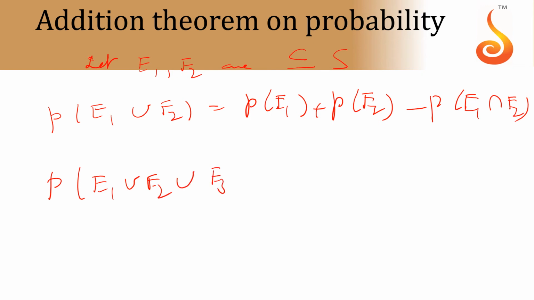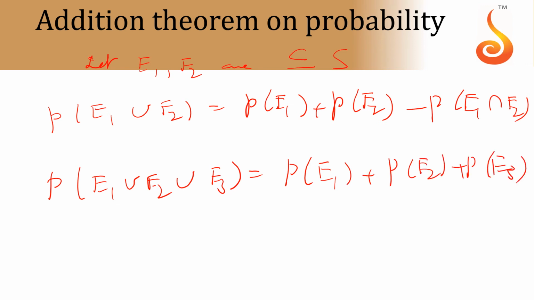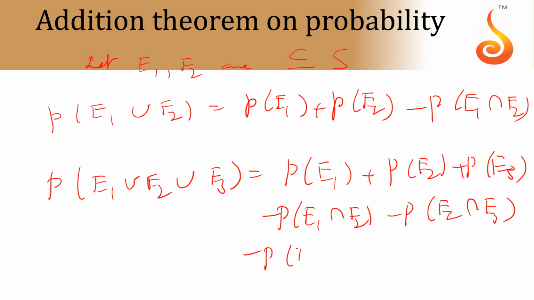P of E1 union E2 union E3 equals P of E1 plus P of E2 plus P of E3, minus the two-set intersections: P of E1 intersection E2, minus P of E2 intersection E3, minus P of E1 intersection E3, plus P of E1 intersection E2 intersection E3. So this is the addition theorem on probability.